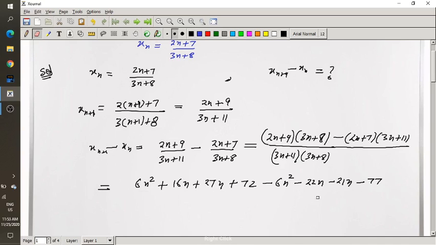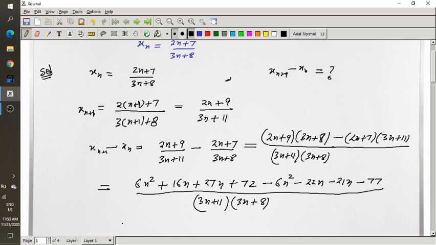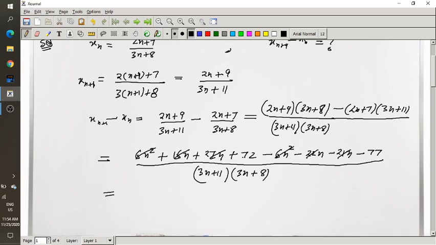The whole is divided by (3n plus 11) into (3n plus 8). Now see, the 6n square plus and minus cancels. Now 27 plus 16 is 43n, and 21 plus 22 again is 43n, so this is plus 43n and this is minus 43n. So this also cancels, right? So we are left with 72 minus 77, which is minus 5.